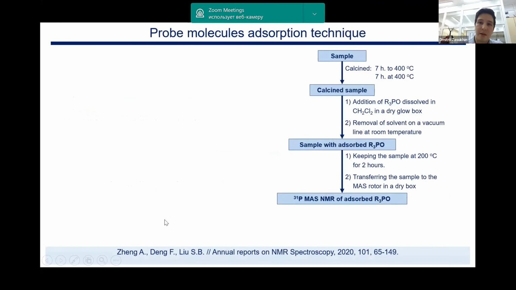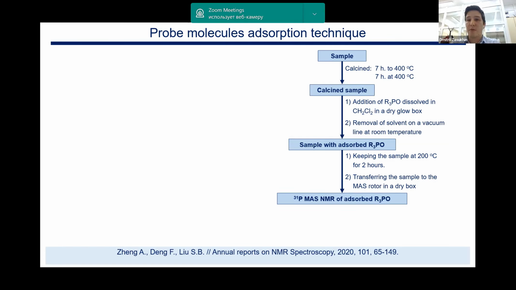Here you can see the adsorption technique that we used in our work. Zeolite powder was placed in a glass ampoule and calcined in a vacuum line at 400 degrees for 14 hours. The next step is impregnation of the sample with a solution of probe molecules in dichloromethane in a dry glove box. Then the solvent was removed on a vacuum line and the ampoule with the sample was sealed.